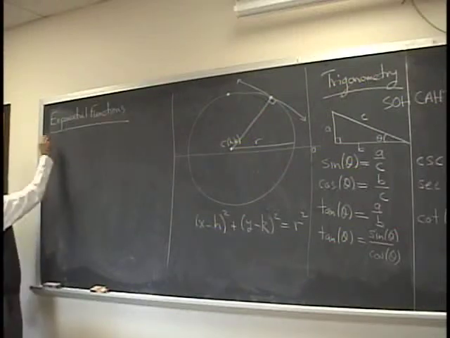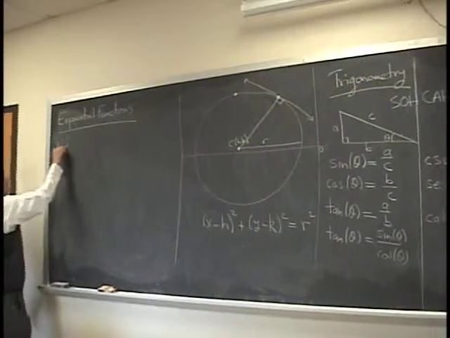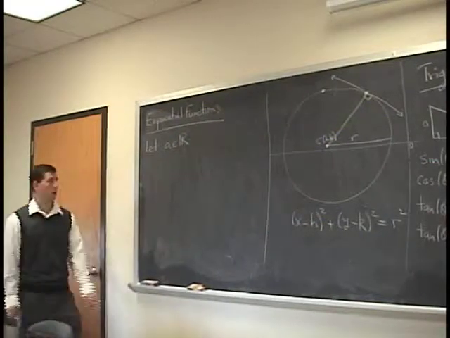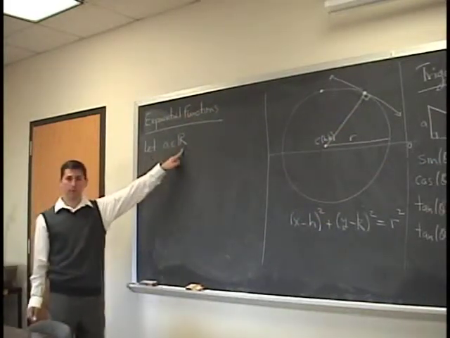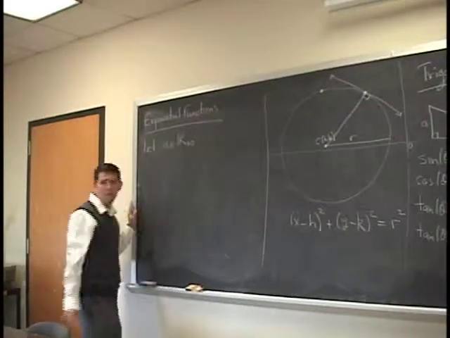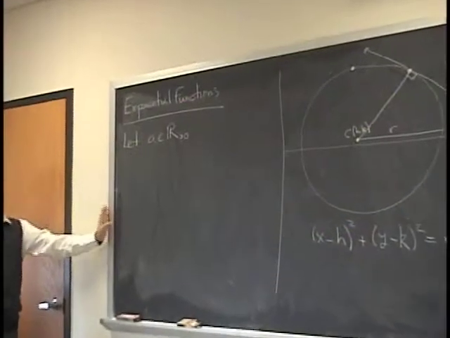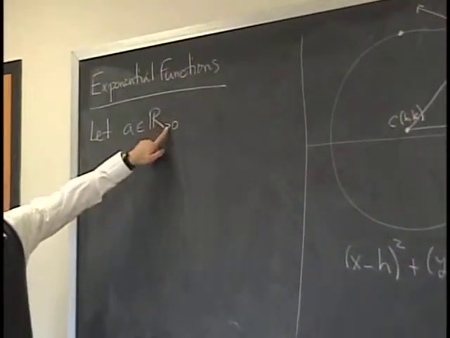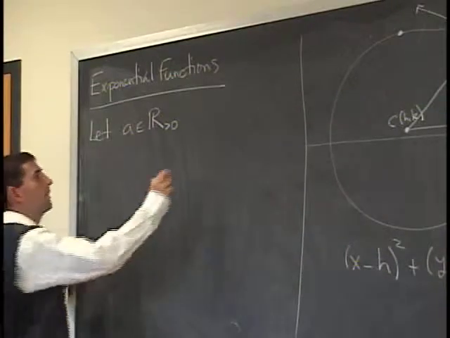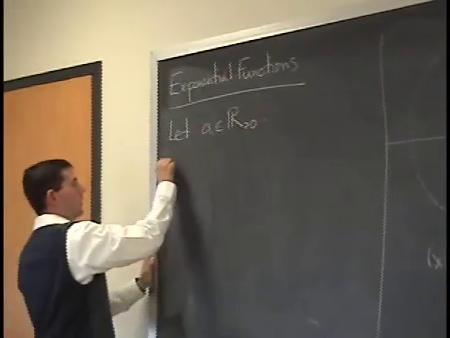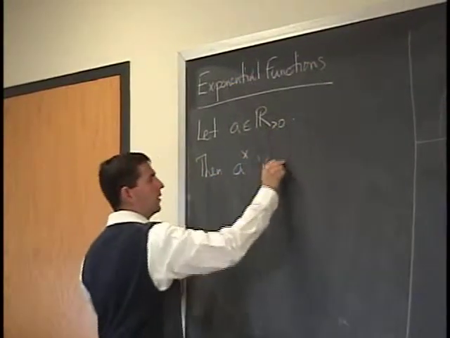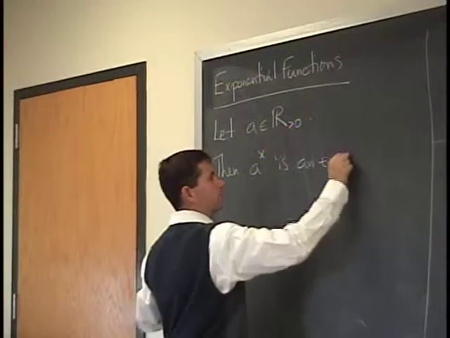Okay, so we're going to start with a real number, A. Recall this means A is an element of the set of real numbers. And I'm going to insist that I actually have a positive real number, so I denote that with this subscript here, greater than 0. Then A to the x is an exponential function.